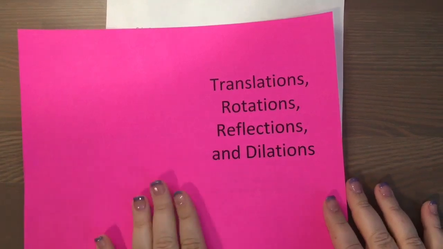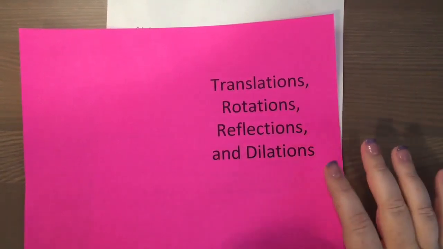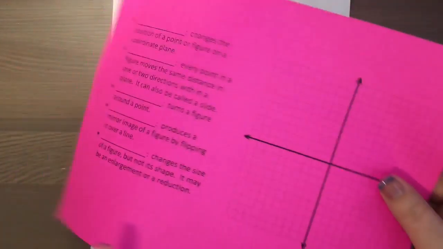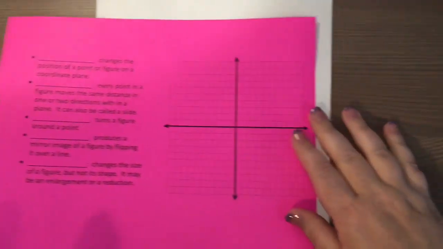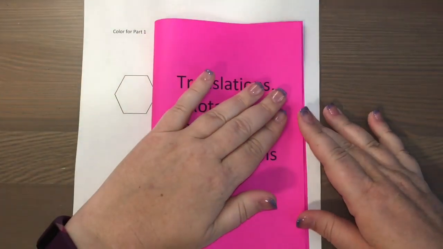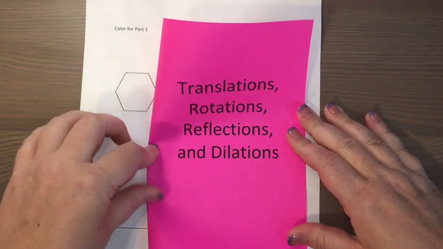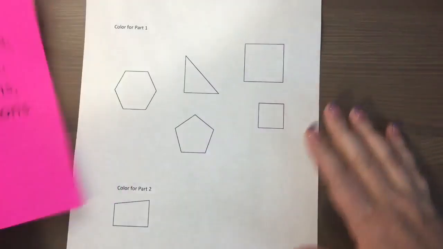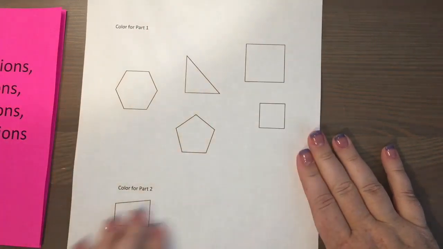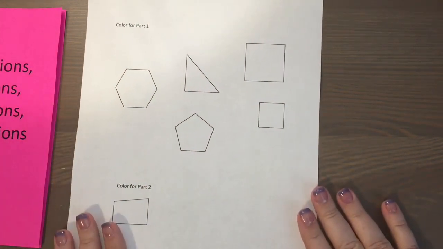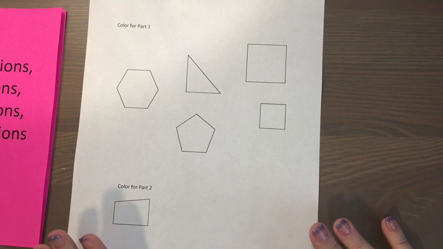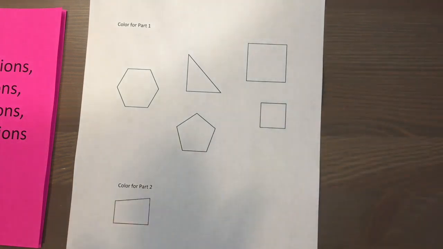We're going to work on our translations, rotations, reflections, and dilations foldable now. This one should look something like this. And this one's real simple. We just fold it in half. And then the next part is you should also have a page that looks like this that has lots of different shapes. You're just going to pick a different color to color each one and color them. And you don't have to be perfect. We're cutting everything out. So just go ahead and color those.